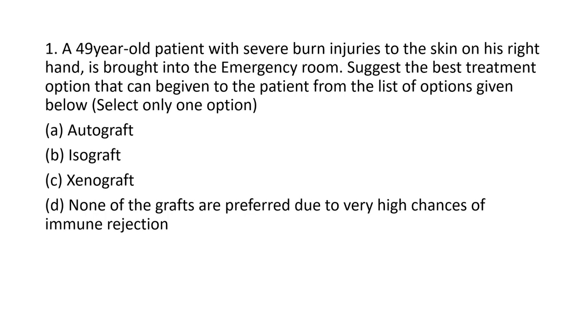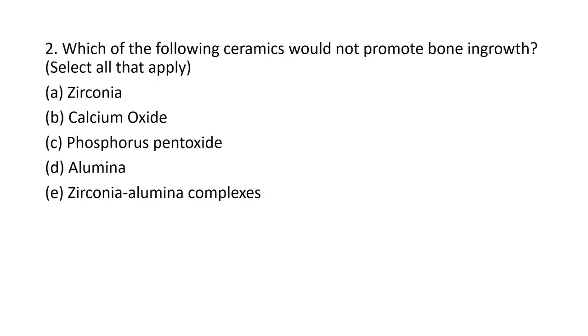Autograft is the correct answer. Autograft is one of the main approaches followed for burn injury patients. Isograft, xenograft, and other options are not applicable for this question. So the answer is A, autograft. It has very little chance of immune rejection, and it is the immediate option followed for treatment of burn injury patients. Second question: which of the following ceramics would not promote bone ingrowth?